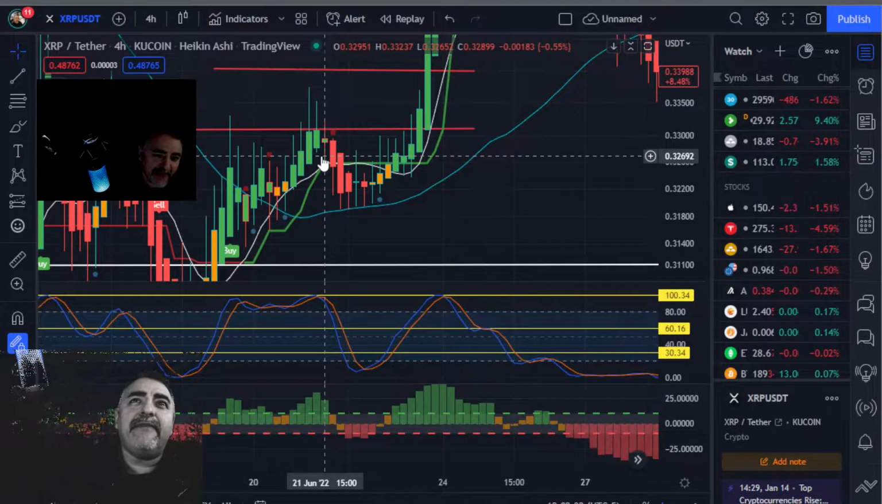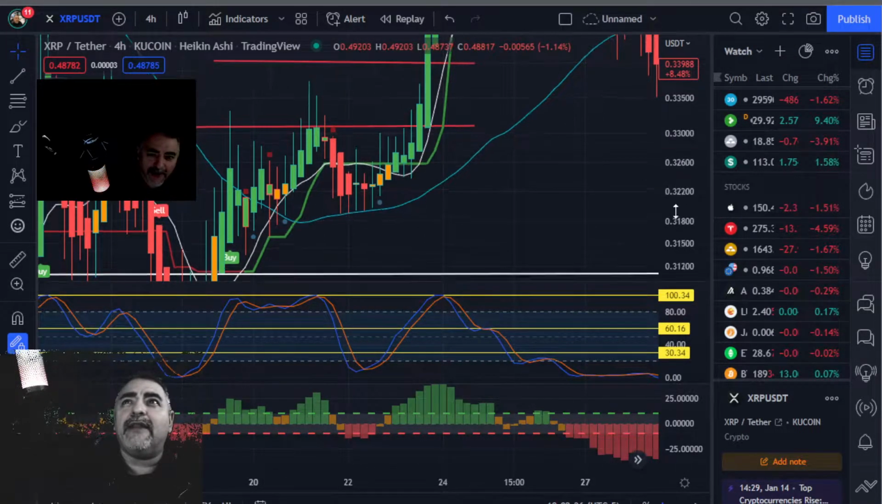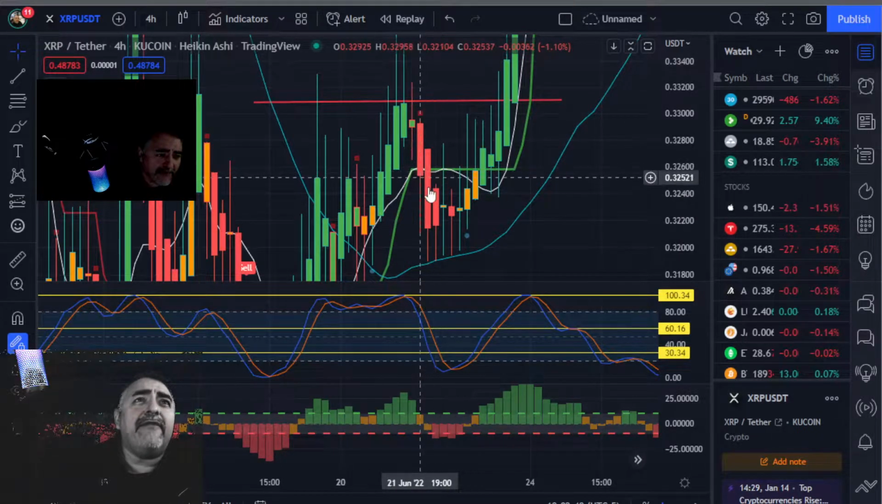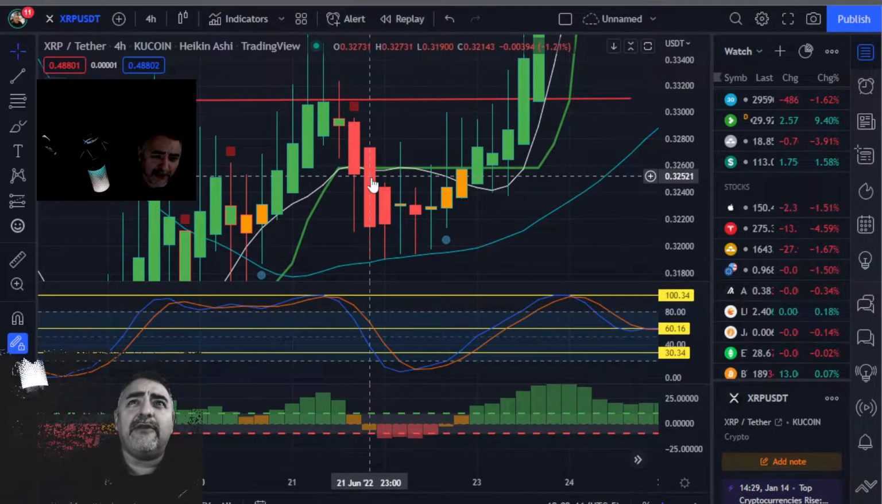And as we come down, we don't bounce off of the moving average here, right? You see our white line? We don't bounce out of our 13 or our 10 moving average. You see how it falls below the 10 moving average? And we turn yellow here.